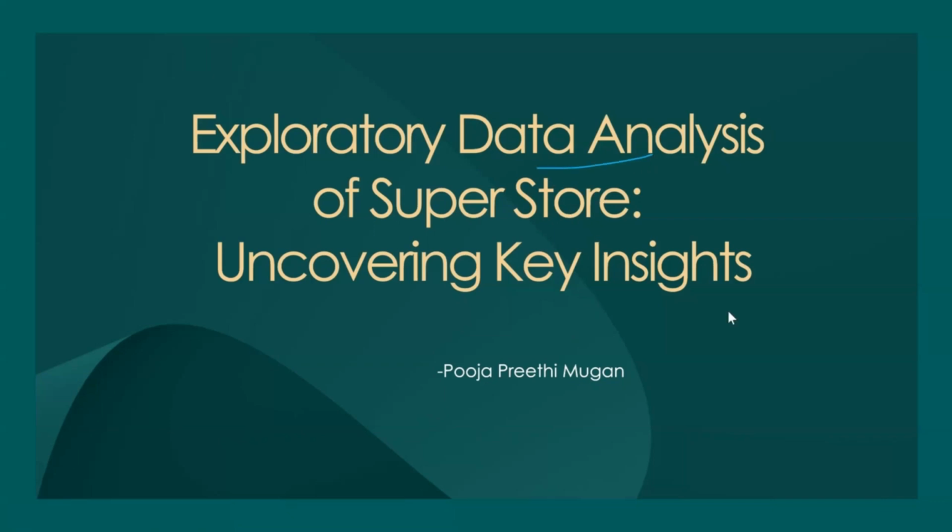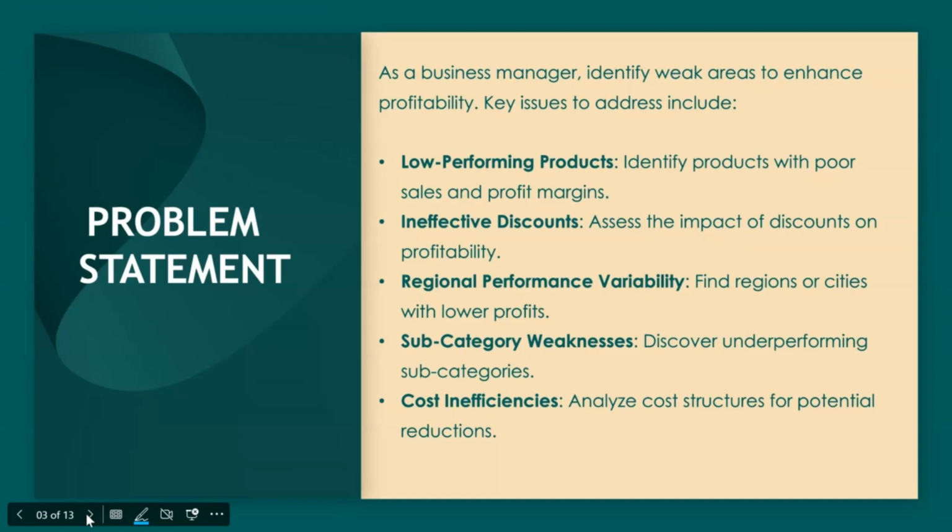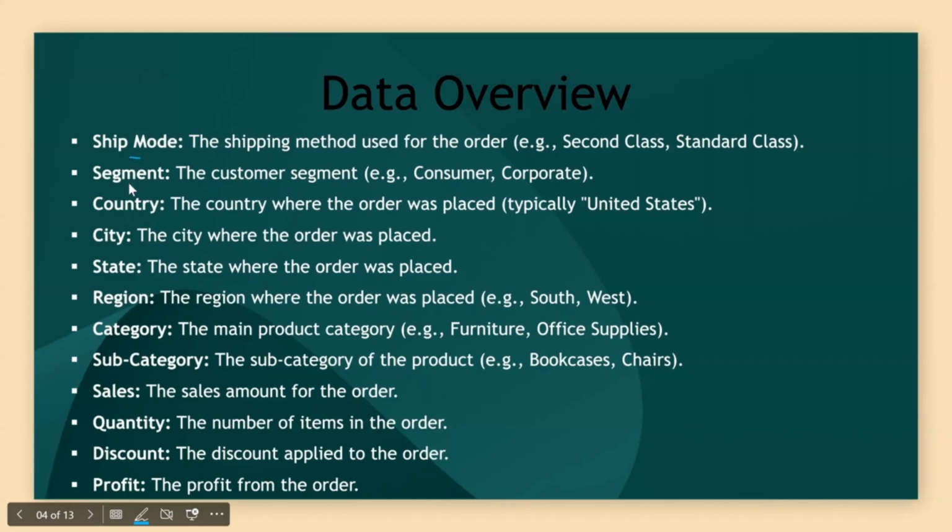Data analysis of Superstore in order to find the key insights from that. The problem statement is to find the low performing products, ineffective discounts, region-wise performance, subcategory weakness, and cost inefficiencies. And the data contains shipping mode, segment, country, city, state, region, category, subcategory, sales in the sense of the amount of products being sold, quantity, discount, and profit.